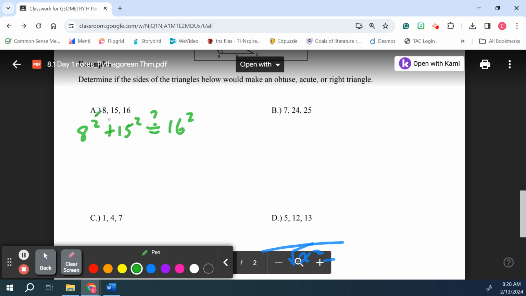Put this in your calculator: 8 squared plus 15 squared. What do you get? 289. And then what is 16 squared? 256. This is greater, so this is acute.